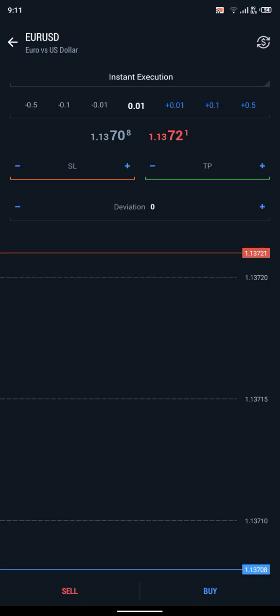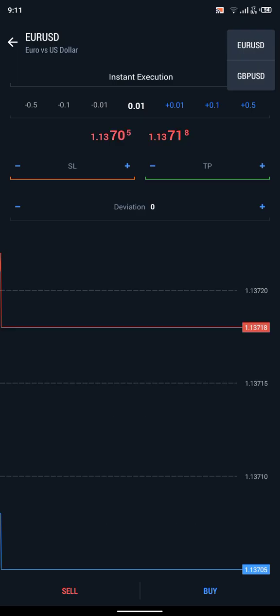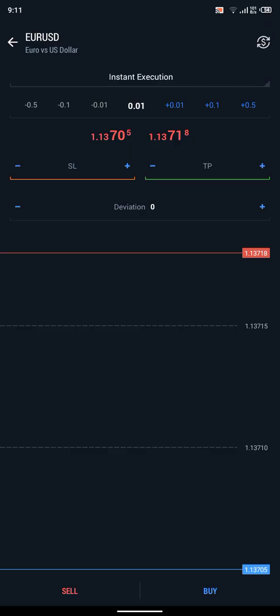Yeah. So I can see at the top left EUR/USD, and at the top right I can see a dollar sign. If I click on it, I can switch any of the pairs I want to. I can switch it to GBP/USD, or I can switch it back to EUR/USD.